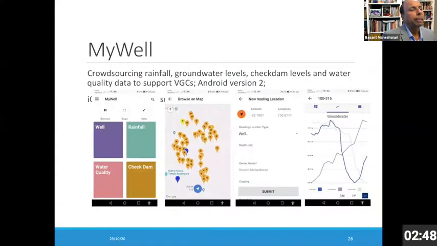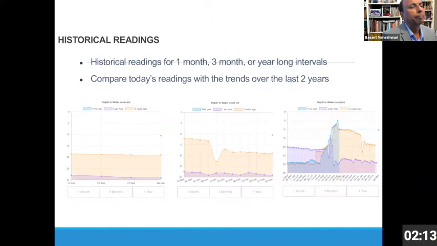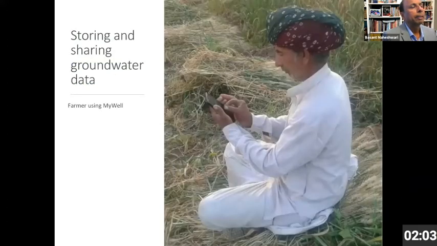Next one. And we developed an app called MyWell, because these farmers are collecting a lot of data every week. So we needed a repository, and this app was developed as that sort of resource, so everyone can see and use it. Next one. So this is with the farmers, some of the BJs showing how to use this app. Next one. And these are some of the screenshots of the app. Next one.